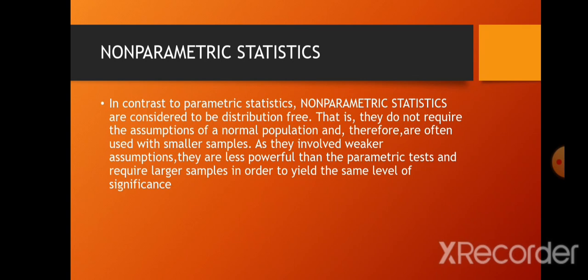Non-parametric statistics. In contrast to parametric statistics, non-parametric statistics are considered to be distribution-free. That is, they do not require assumptions of a normal population and therefore are often used with smaller samples. As they involve weaker assumptions, they are less powerful than the parametric tests and require larger samples in order to yield the same level of significance.